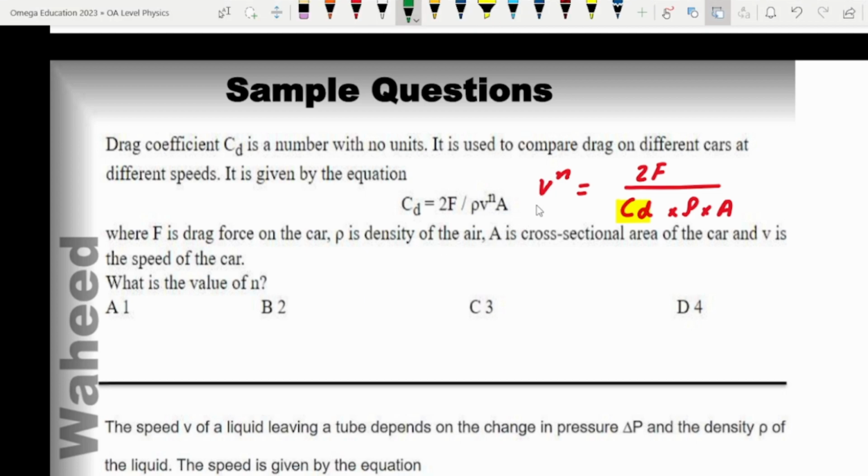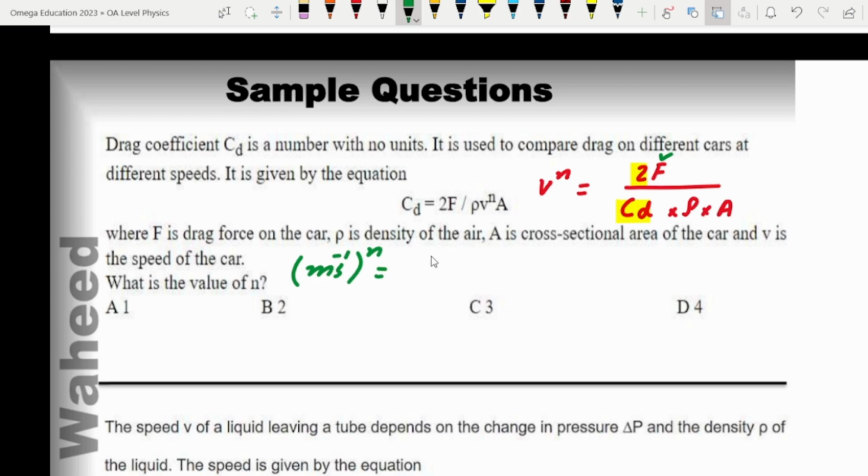We need to find the units on the right side, because on the left side we know that speed would be in meter per second. So meter per second to the power n equals 2. 2 is once again a constant number. You can skip this from the calculations.